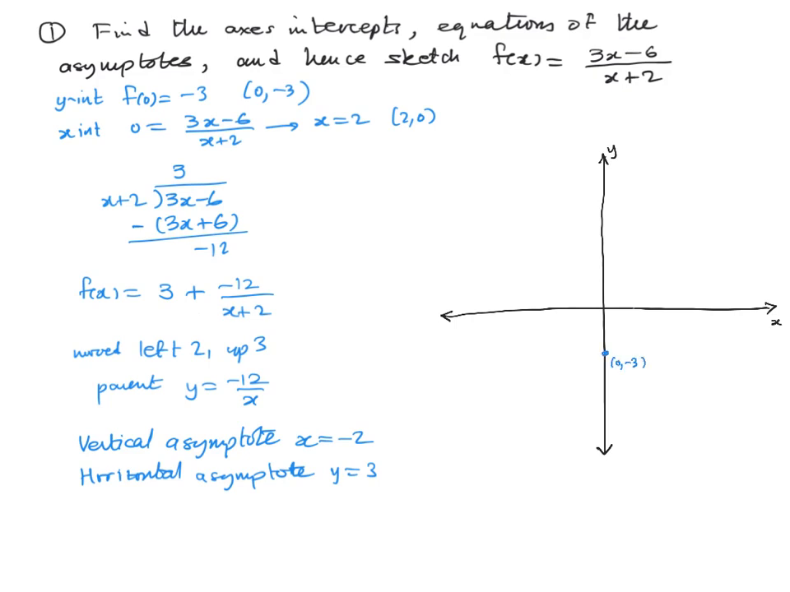And 2, 0 is maybe right there. And now let's do the asymptotes. So x equals negative 2. And let's try to make it the same distance away. So label it x equals negative 2.